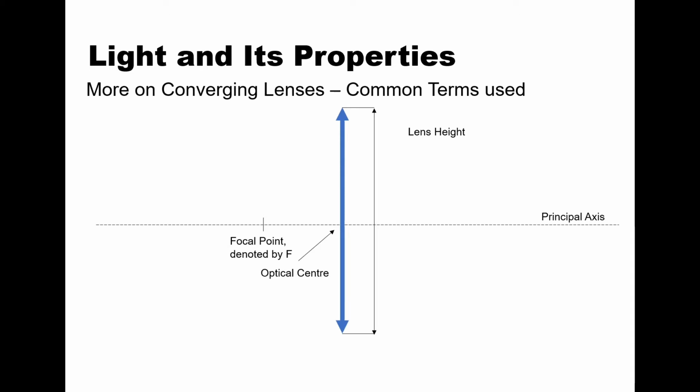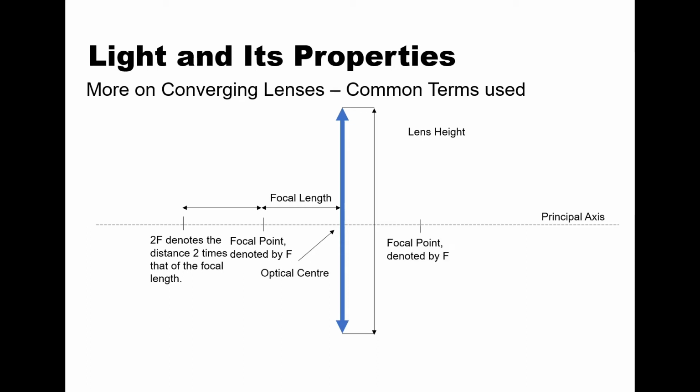In converging lens, all light rays passing through the lens will converge at one particular point known as the focal point. The distance measured from the focal point to the optical center is known as the focal length. This is usually denoted by the letter F in the ray diagram. 2F on the ray diagram denotes twice the distance of the focal length. As the lens works both ways, there is another set of focal lengths on the opposite side of the lens.